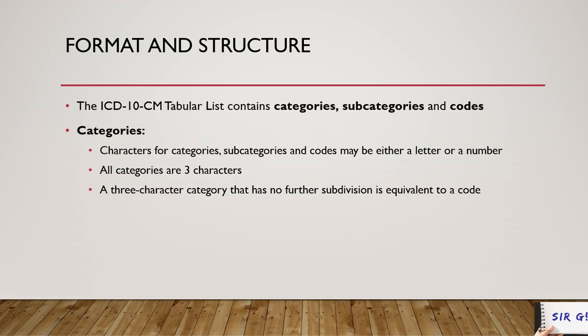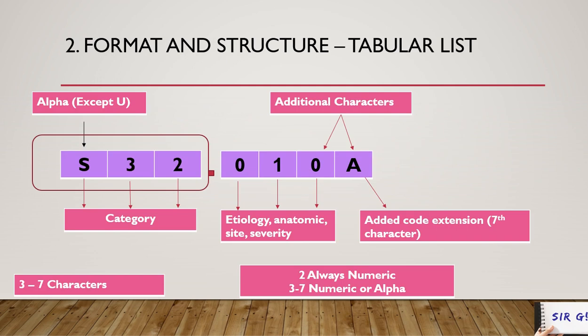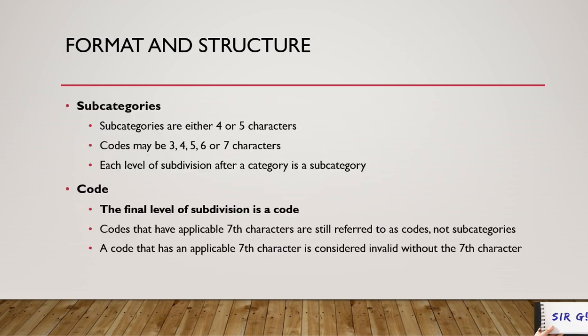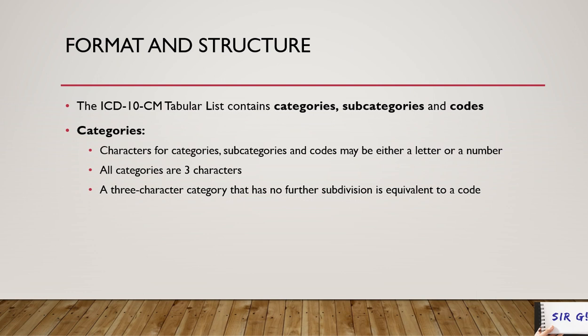So keep in mind that codes can be 3 characters, 4 characters, 5 characters, 6 characters, or even 7 characters. Guys, your guideline tells you that the ICD-10-CM tabular list contains categories, subcategories, and codes. As you can see a while ago, when we went through the actual format, the first 3 characters are also known as your category, and the additional 4th and 5th characters are also known as your subcategories. So let's start first with your categories, followed by subcategories and codes.